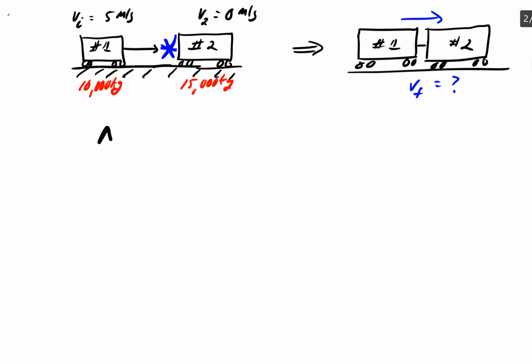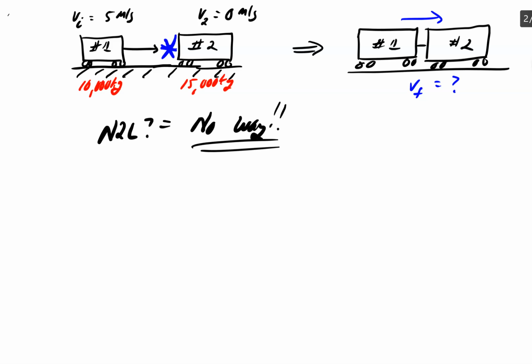Could we use Newton's second law for this? And the answer, of course, is no way. We don't know anything about force. We know that there is a force. One's going to be pushing on number 2, causing it to move, etc. But we don't know anything about that force, and it's not constant.